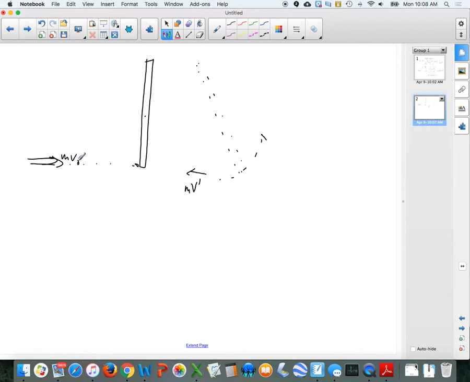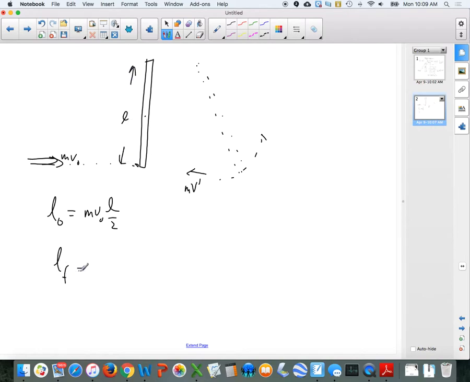Typically on problems like this, since it appears to be an elastic collision, they're going to give you a final velocity of this second mass. But we can set up the usual conservation of linear momentum equation. L0 is m v0 times L over 2, where L is the length of the rod.